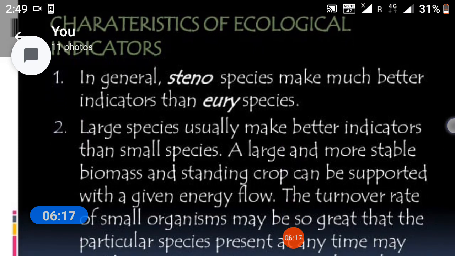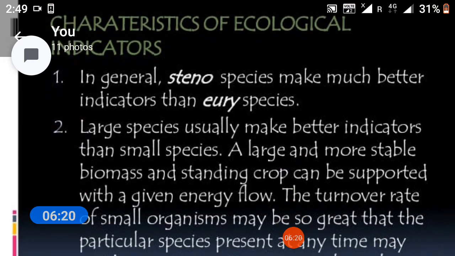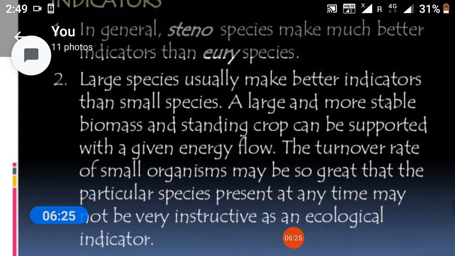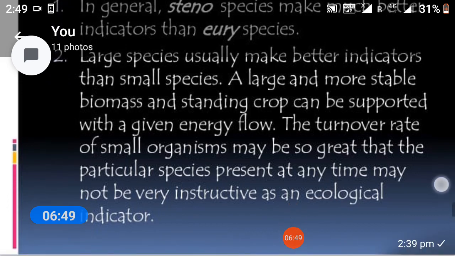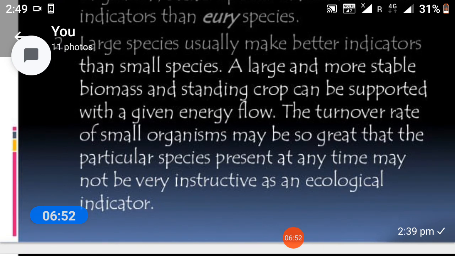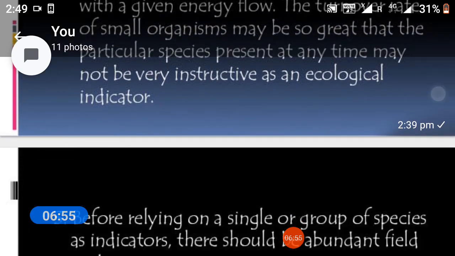Firstly, in general, stenoecious species make much better indicators than euryecious species. Large species usually make better indicators than small species. A large and more stable biomass and standing crop can be supported within a given energy flow. The turnover rate of a small organism may be so great that the particular species present at any time may not be very instructive as an ecological indicator.